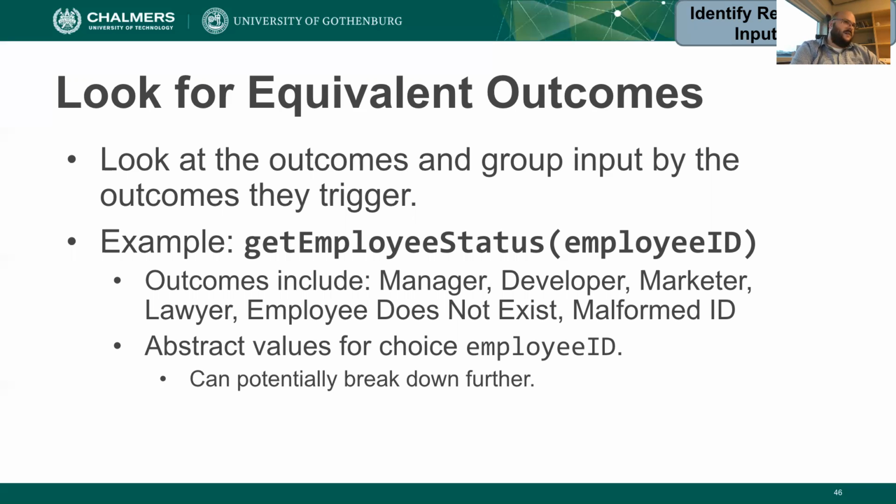So for example, we might have a piece of functionality that gets the status of an employee based on the employee ID. And we know from this, there are different types of statuses. There's a manager, a developer, a marketer, a lawyer, or maybe outcomes for like the employee doesn't exist, or there's a malformed ID. And so those in turn suggest different options you can choose for the employee ID. You would choose from the set of managers and expect that you get manager back. An input from the set of developers is likely to give you a developer back, and so on. These suggest different abstract values for that choice of employee ID. And then in turn, you might break these down even further.